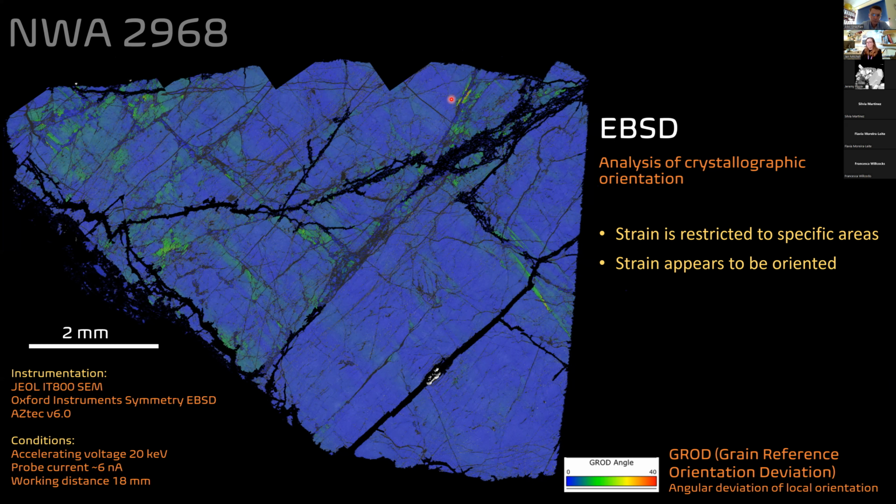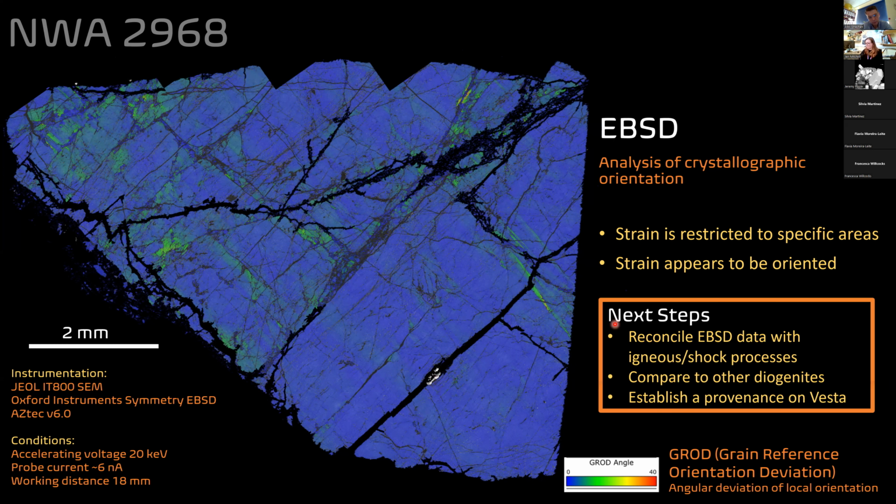So despite all those bits of shock veining and the amount of metal that's been pushed through this thing, it's largely unaffected by shock, which is really, really cool. What I have noticed is that some of the strain seems to be oriented. There's a northwest, southeast sort of trend happening through here. So my next job is to actually work out what that means, because I have no idea at all. I need to reconcile that with other EBSD data, what that means in terms of igneous processes, and unravel that from shock processes. So it's going to take a little bit of work, and I'll then be able to compare that to other diogenites and to establish a provenance on Vesta. So what does this mean in terms of actual geology?